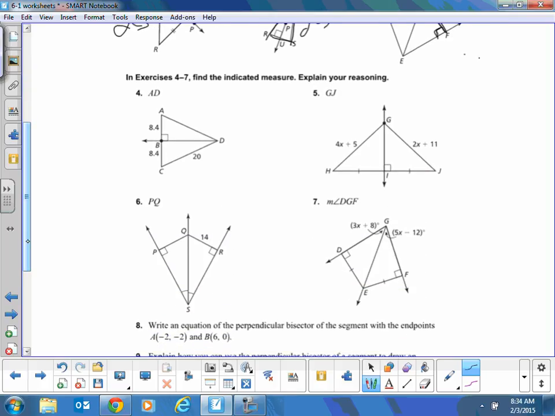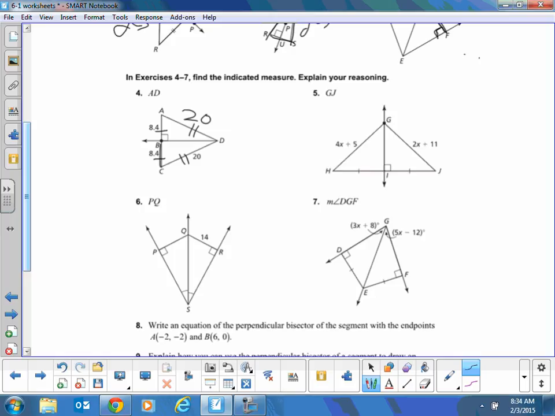Dang, we're humming through these. Find the indicated measure, explain your reasoning, AD. Yes. So, since this is equal measurements, and this is perpendicular, then this must be congruent. So AD also must be 20, yes. These aren't hard. This section and this chapter is going to be more just finding a number answer. And so far, the hardest thing in this section is finding the perpendicular bisector equation.